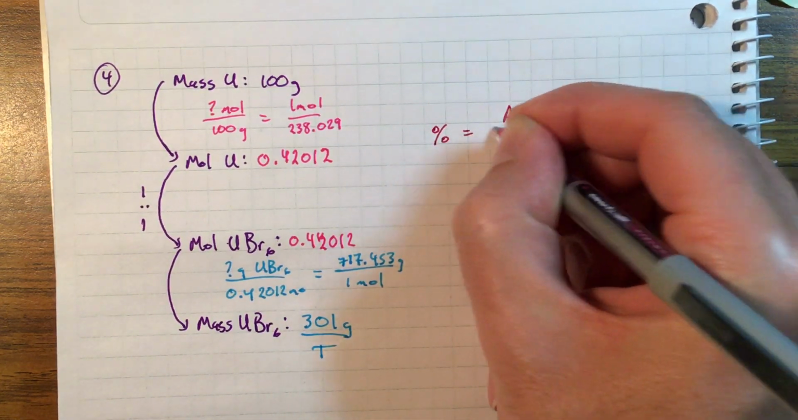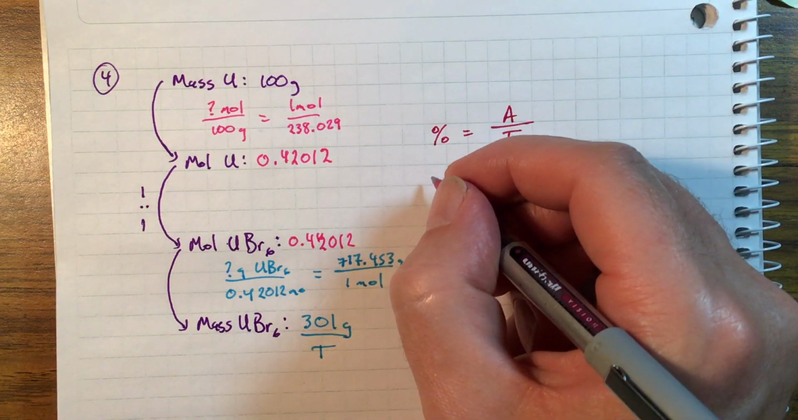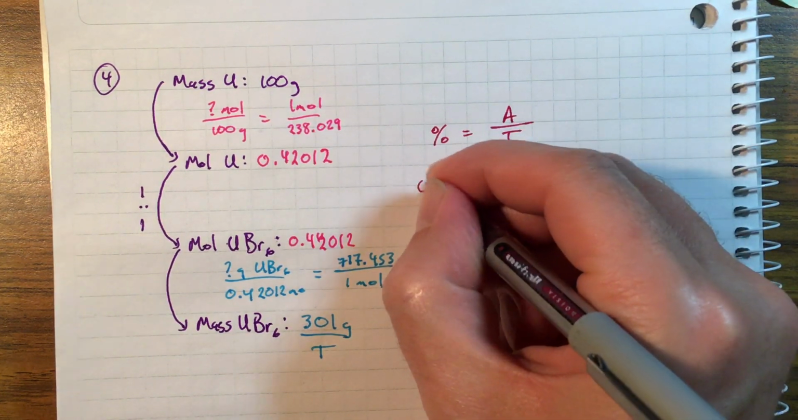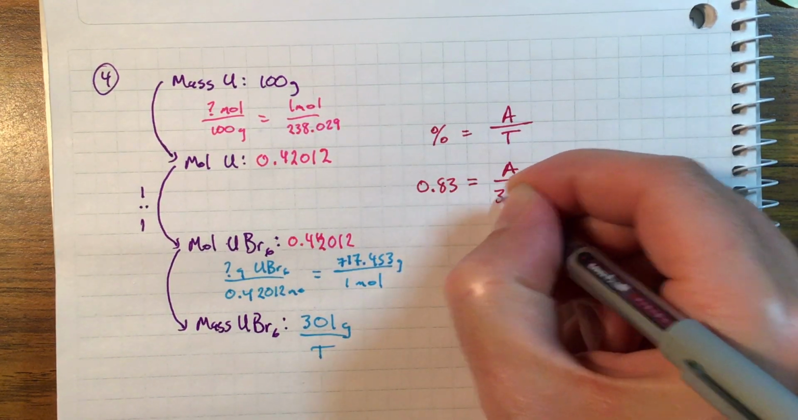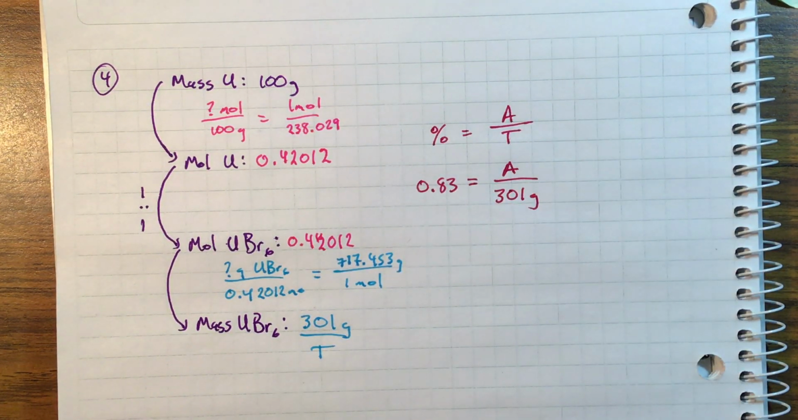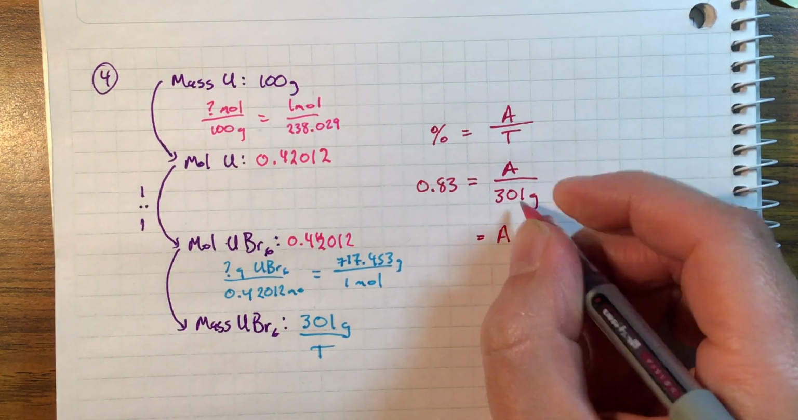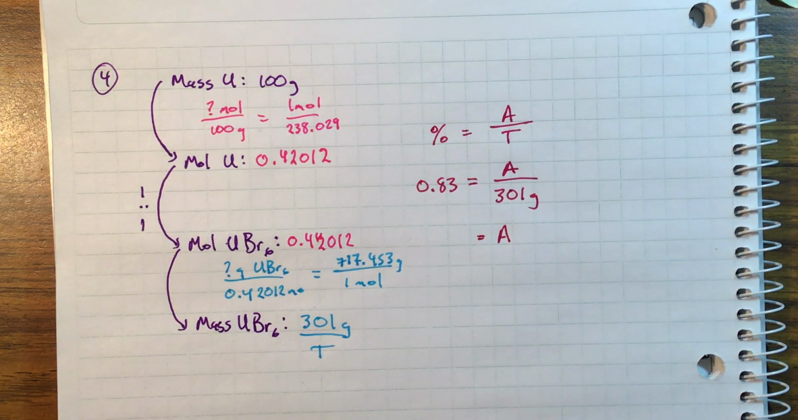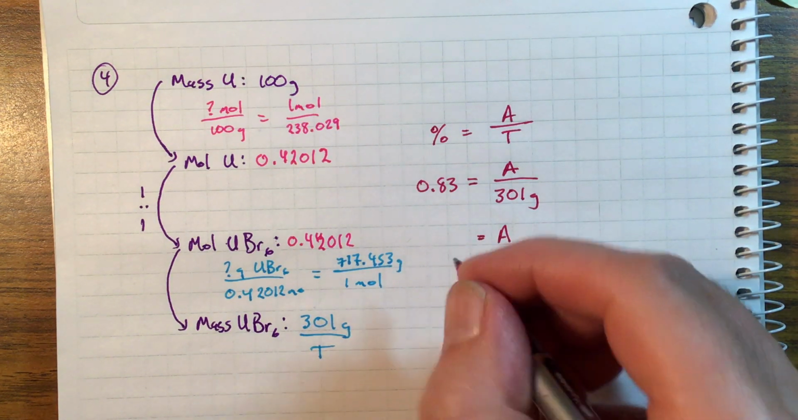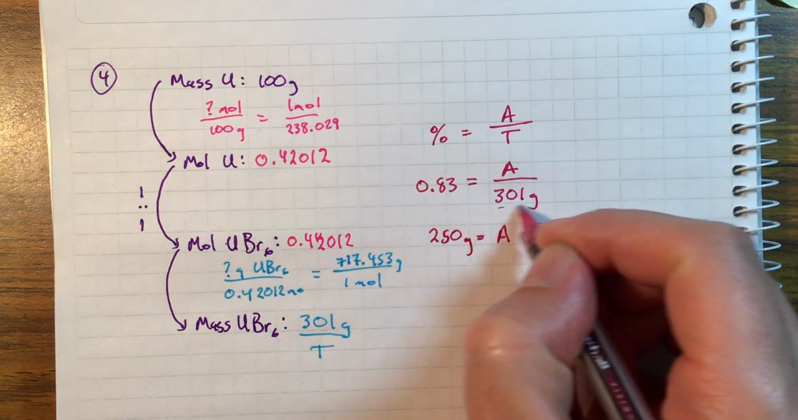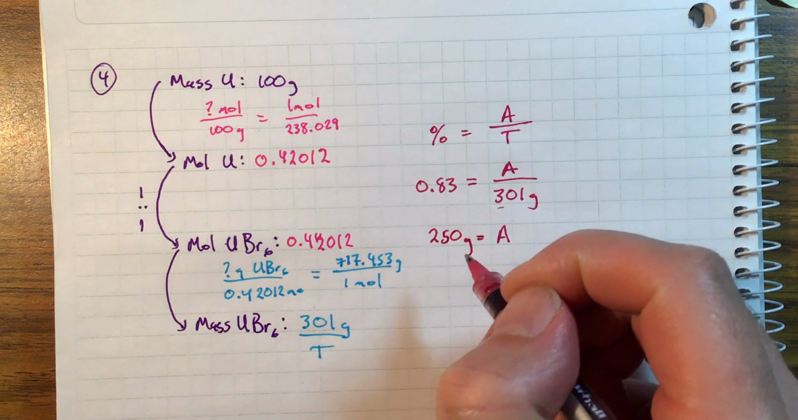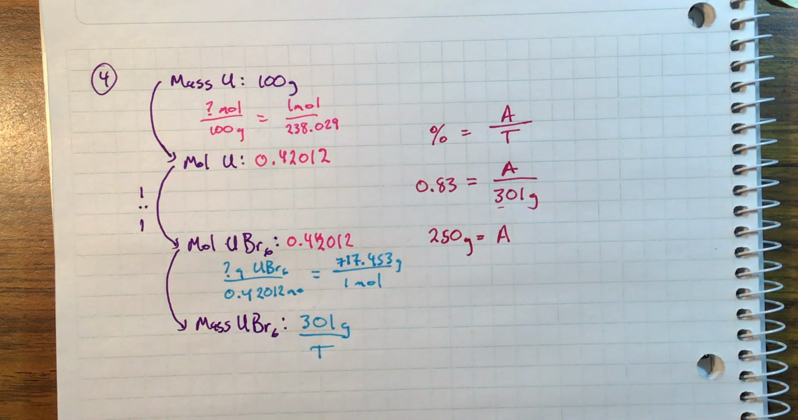It's equal to our actual divided by our theoretical. We know that our percent yield was 83%, so we can do 0.83. It's equal to our actual, which is what we don't know, divided by our theoretical, which is 301 grams. So to figure out our actual, we just multiply those two numbers together. 301 times 0.83, and it'll be 250 grams. To 2 significant figures, right? This guy has 3 sig figs, this guy has 2, so our answer should have 2. That's it. That's question number 4. Whew.